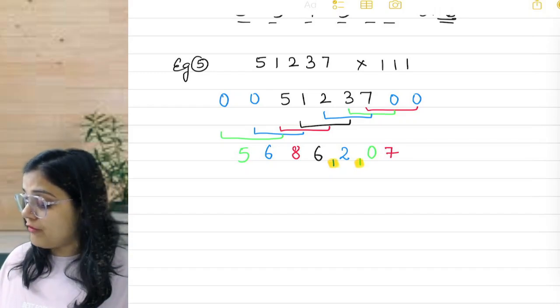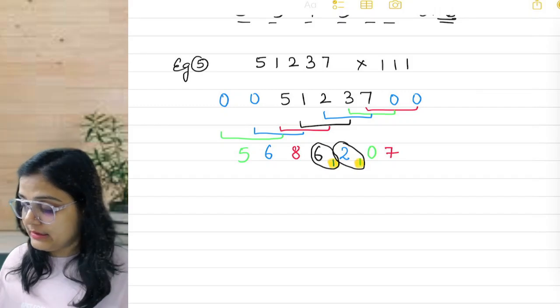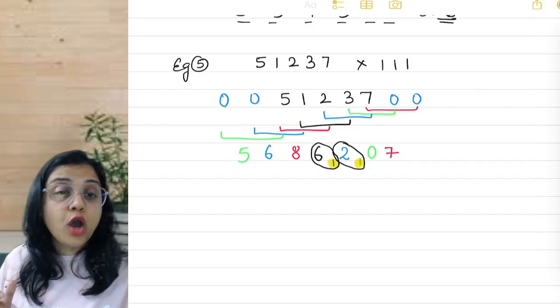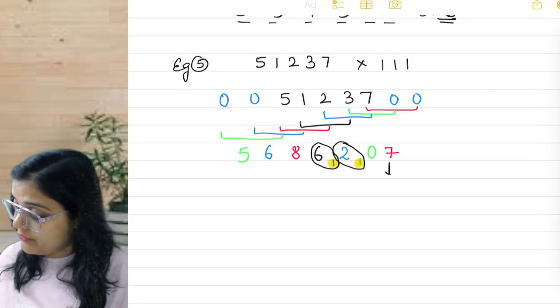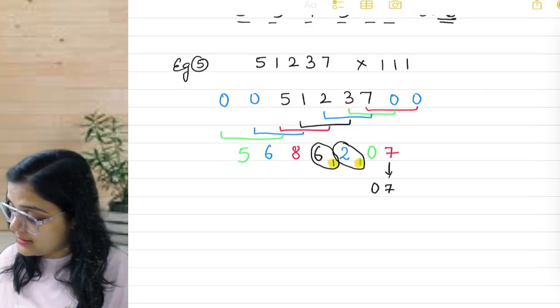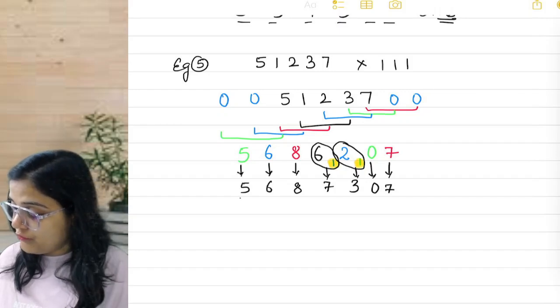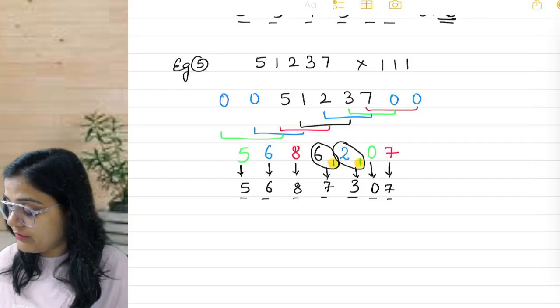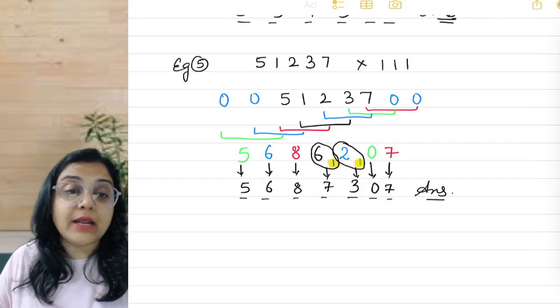So we just have to balance these carries by adding with the next place like this. All other digits, all other places will come down as it is. No changes in that. So 7 will come down as it is, 0 as it is, 2 plus 1 will become 3, 6 plus 1 will become 7, 8 will come down as it is, 6 will come down as it is, 5 will come down as it is. So 5687307 is my final answer. All you need is practice.